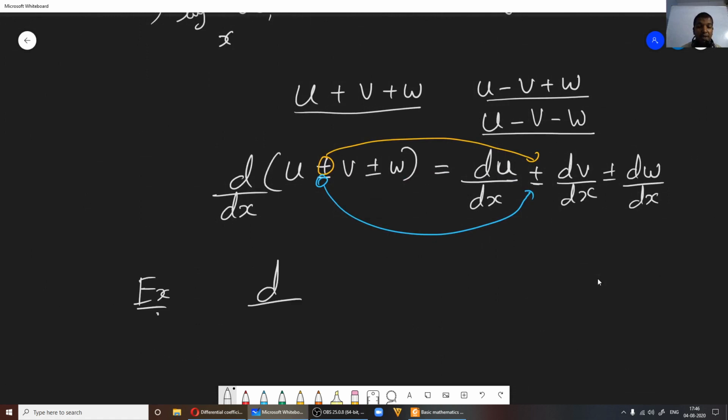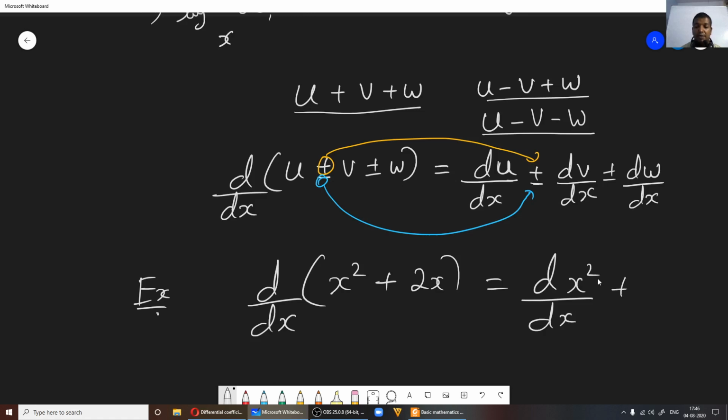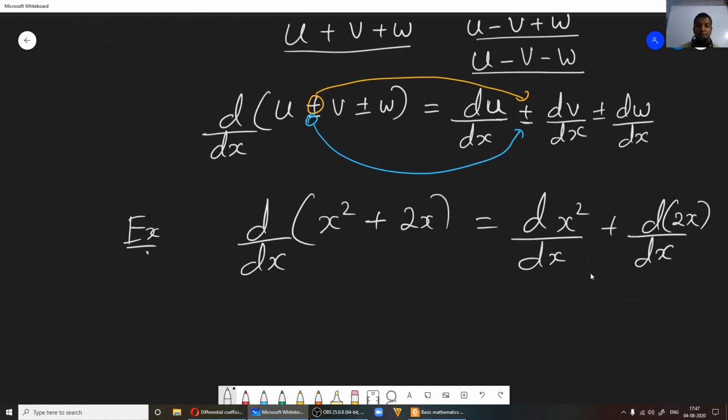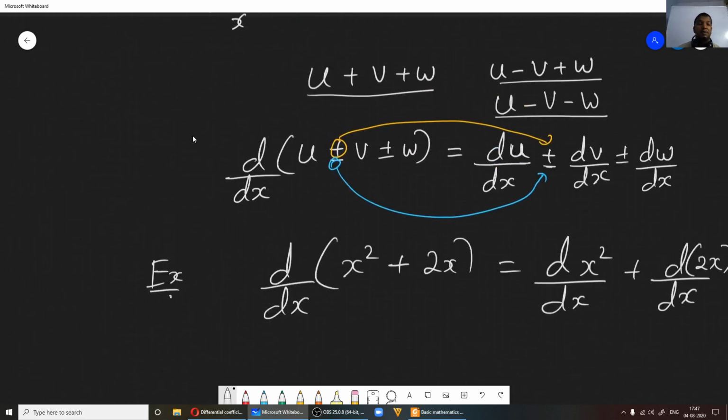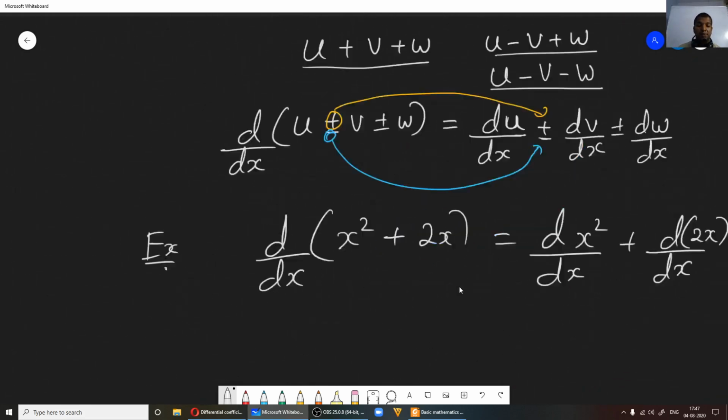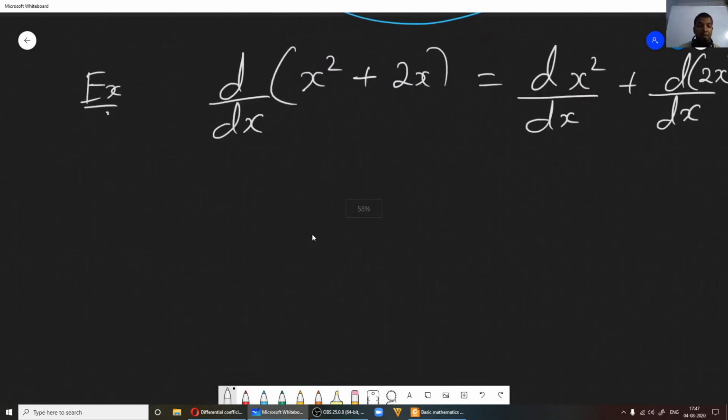So you can say d by dx of x square plus 2x can be written as d by dx of x square plus d by dx of 2x, fine, that's all. Now what are these values, we will learn them in the upcoming topics, fine. This is theorem number 2. Now the next one, this is important.